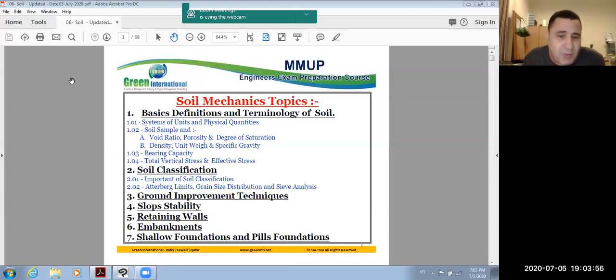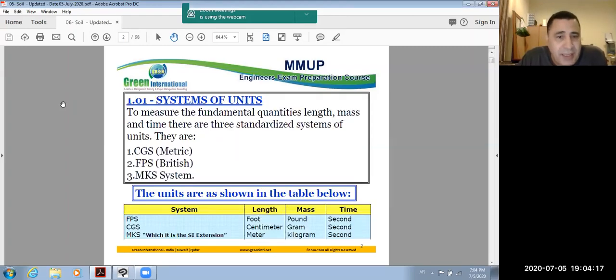Techniques, slope stability and retaining walls, embankment and shallow foundation and pile foundation. Through these slides, we are going to have almost around 25 questions. I am going to solve some of them and I will leave some of them for you. All of them solved, I will send it to all of you. Start with slide number 1.